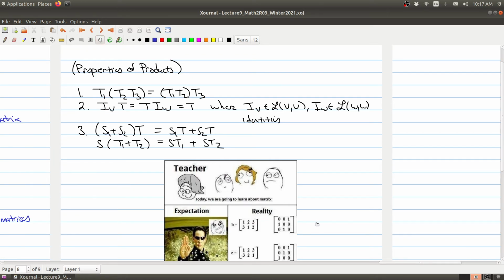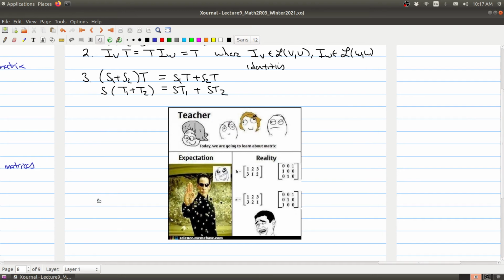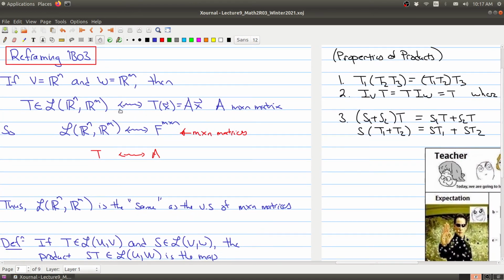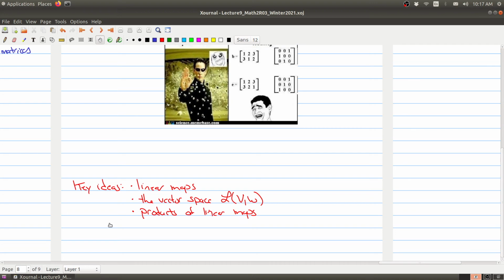Here's a little comic. Today we actually started to see some matrices. I know this is linear algebra and you expected to see some matrices, and we started to see them in the previous slide, but we're seeing them from a different perspective: looking at all linear transformations from one vector space to another. Some key ideas for today: we learned about linear maps, and probably the most important thing is the vector space consisting of all linear maps from V to W, and we learned about the products of linear maps.